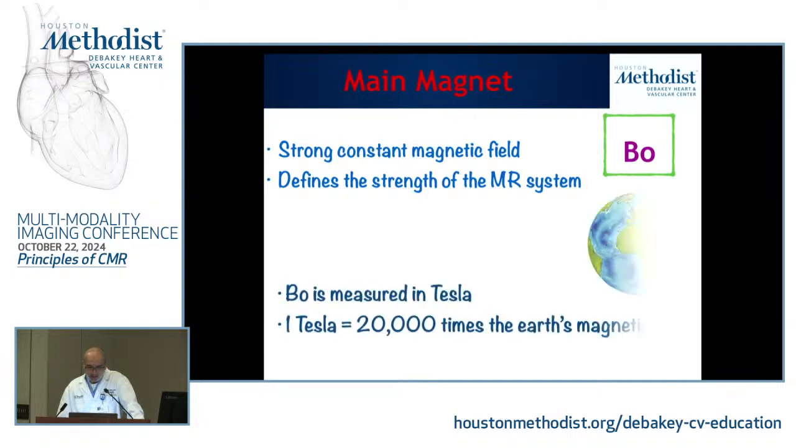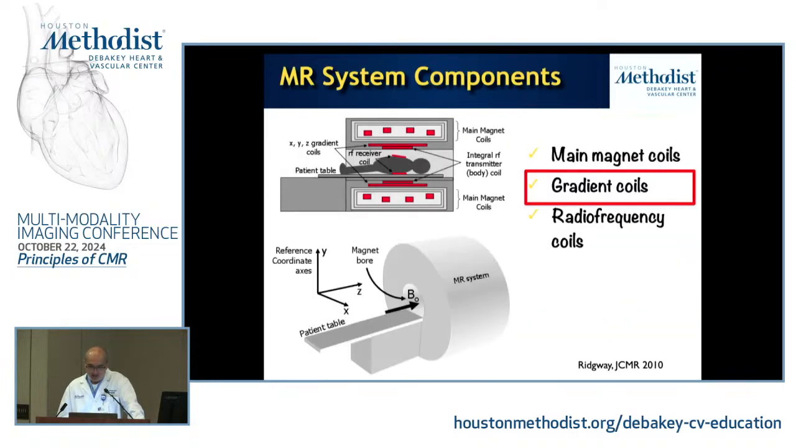Okay, so we talked about the Tesla, or the strength. Just to give you a frame of reference, 1 Tesla is equal to about 20,000 times the Earth's magnetic field. So all of you know, if you've ever gone camping and you had a compass with you, it has a magnet, and it allows you to know what's north and south. That's based on the Earth's magnetic field. So we have a scanner that's a 1.5 Tesla scanner. That actually means it's about 30,000 times the strength of the Earth's magnetic field. So it's a very strong magnet.